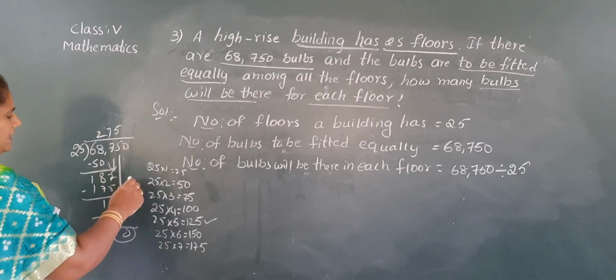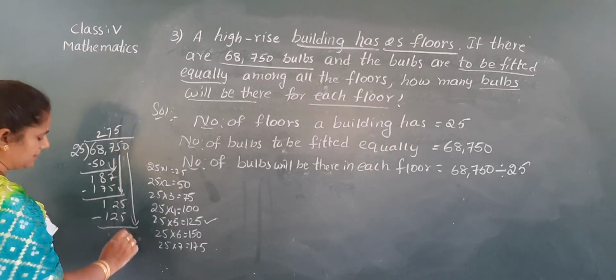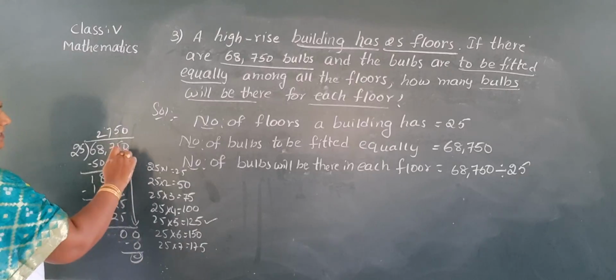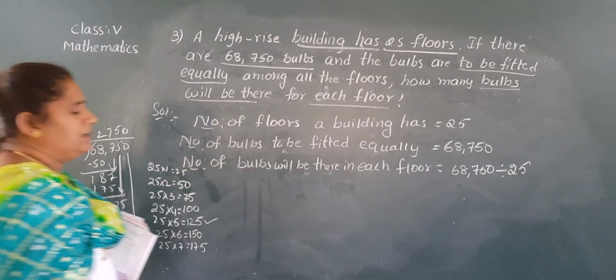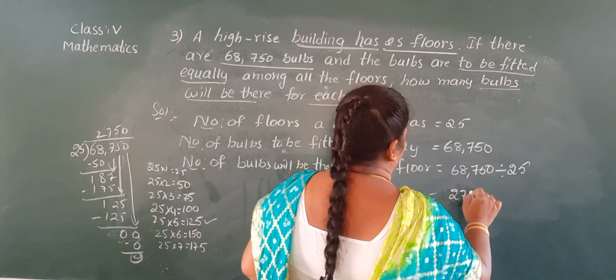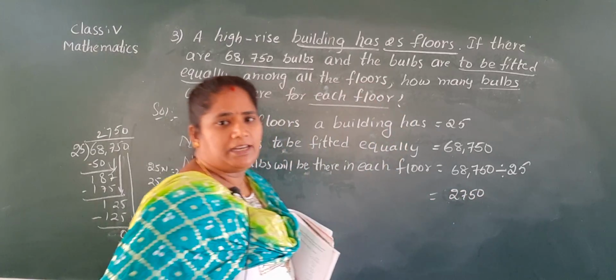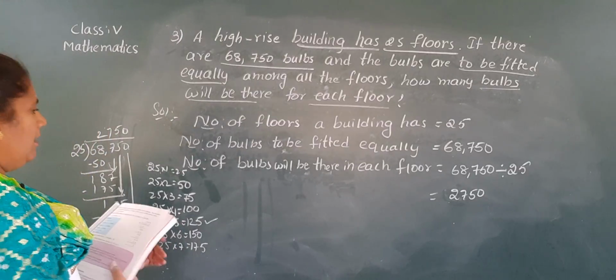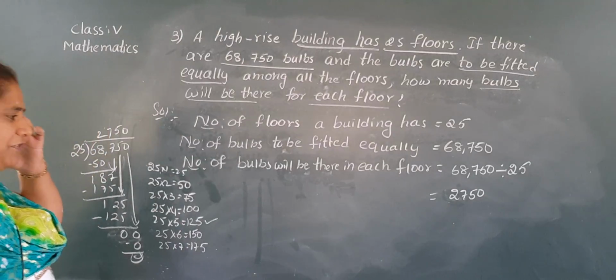0. And we will keep this 0. Okay, 25 zeros are 0. In another way, this 0 will keep here itself. So 2,750 bulbs are to be fitted in each floor.